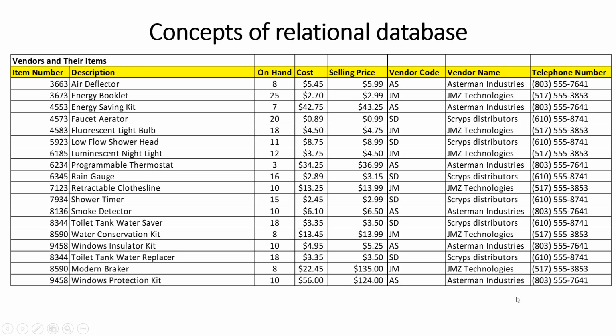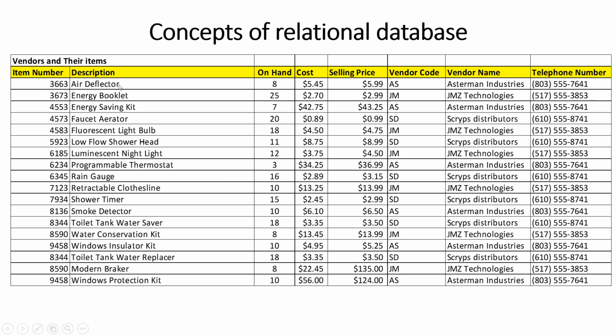Hello, today's topic is concepts of relational database. So in front of you, you see a table which I made in Excel. This is a simple table, and some people confuse why we need a database when we have Excel. It's very straightforward. If you had only Excel and never learned databases, that's how you would record such a table. What does this table represent? This table represents vendors and their items.